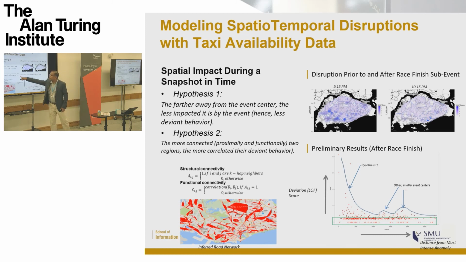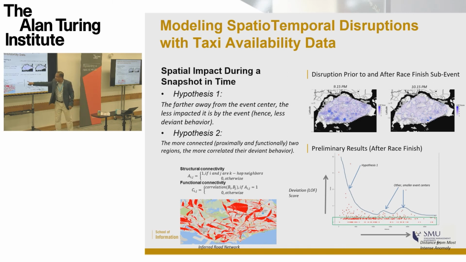And the other is the more connected 2 regions are, the more correlated that behavior. So if this is a predecessor street of mine with a lot of flow, then the fact that a lot of people get on the bus there, we should have a lot of people on the bus here too. So I should be able to discount that.